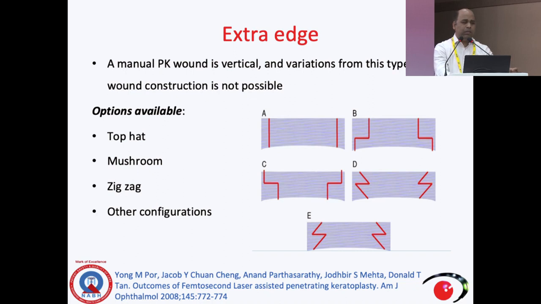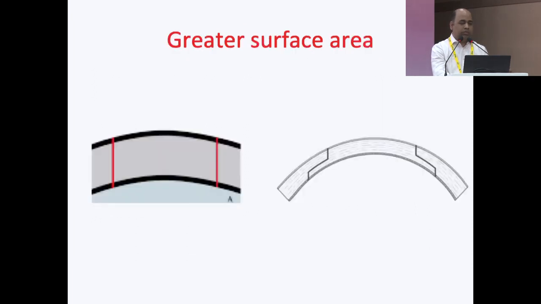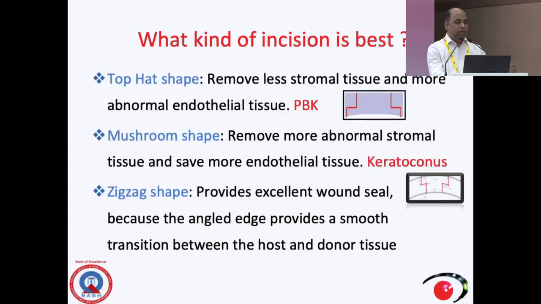The main advantage of femtosecond laser is that in manual PK, the wound configuration is always vertical, whereas in femtosecond laser, you can create any type of edge like top hat, mushroom, zigzag, and any other configuration is possible. Because of this multiplanar configuration, the healing surface area is more, so the healing is faster in femtosecond laser assisted keratoplasty.